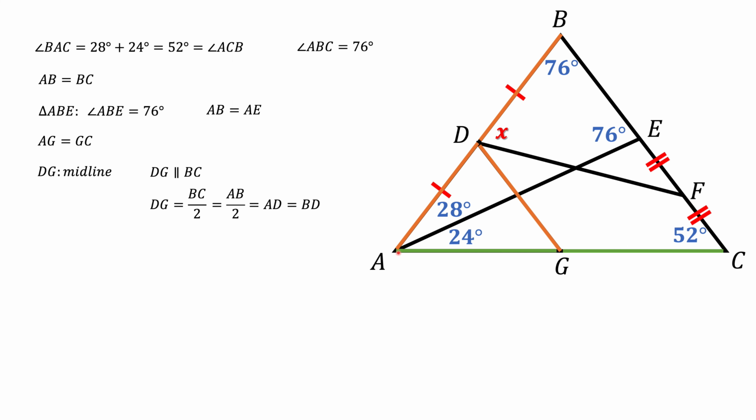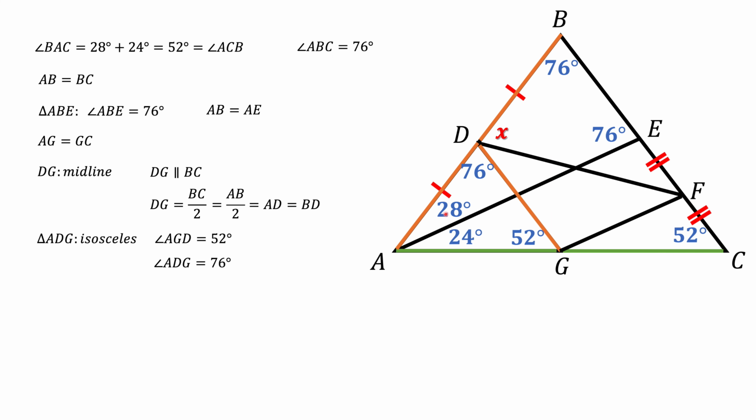Now if you look at the triangle ADG, it's an isosceles triangle, so angles at the base should be equal to each other. One angle is 52 degrees, the other angle should also be 52 degrees, and the third angle we can quickly calculate will be 76 degrees. Next, we're going to connect points G and F.